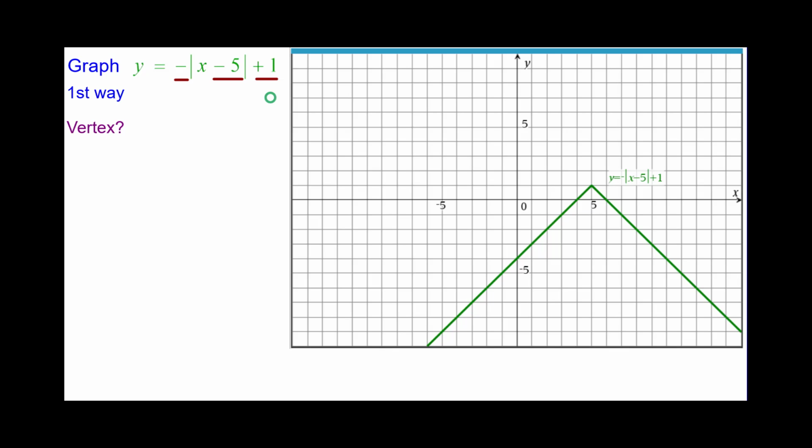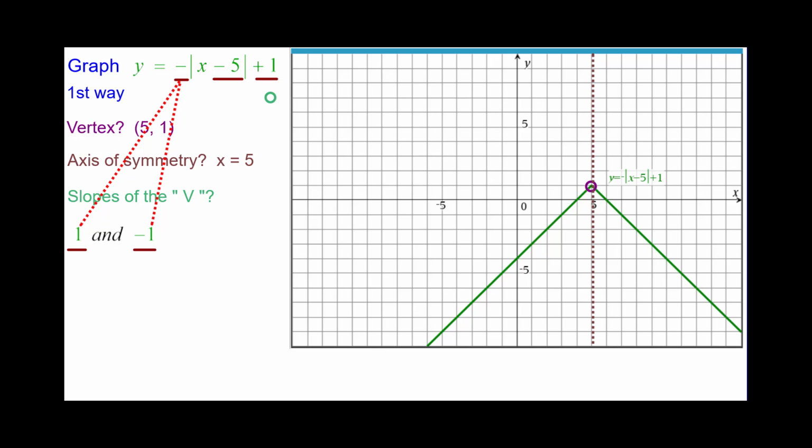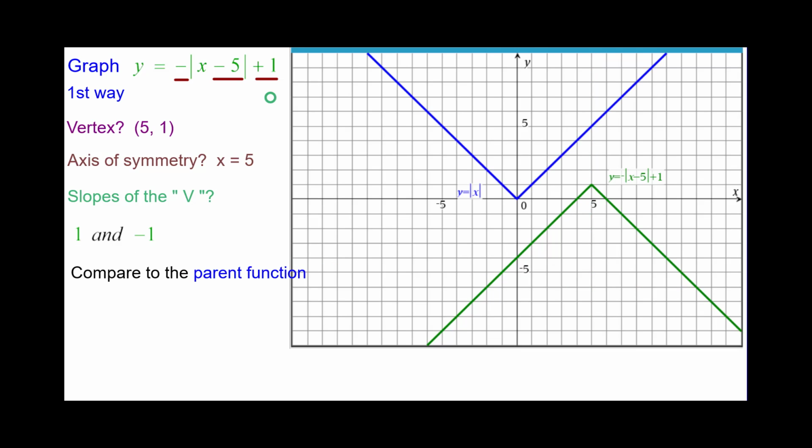The vertex is at the point 5, 1. And there is an axis of symmetry, the line x equals 5. You can see there's a mirror image about that. The slopes of the V are 1 and negative 1, which come from that coefficient again. And it goes uphill first at a slope of 1 and downhill after that, slope of negative 1. We compare it again to the parent function. And you can see we got the V.